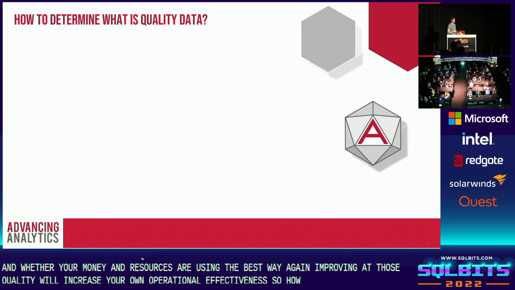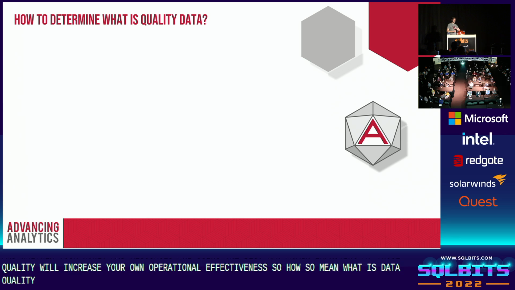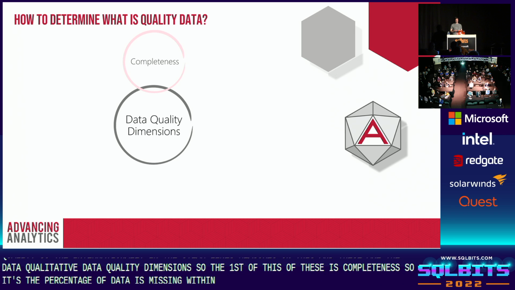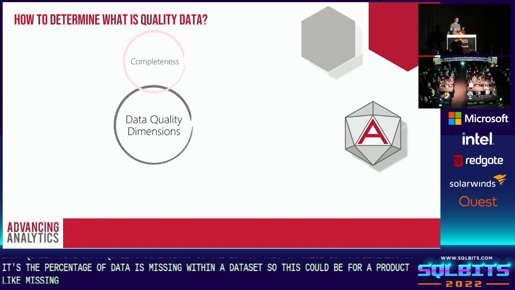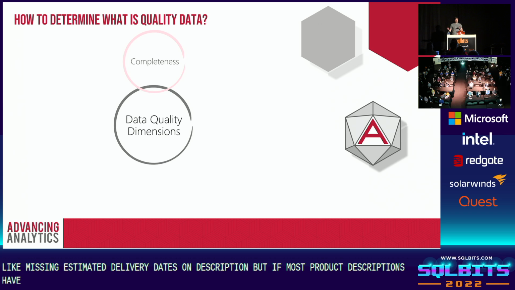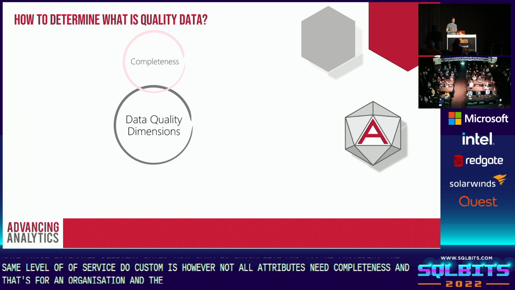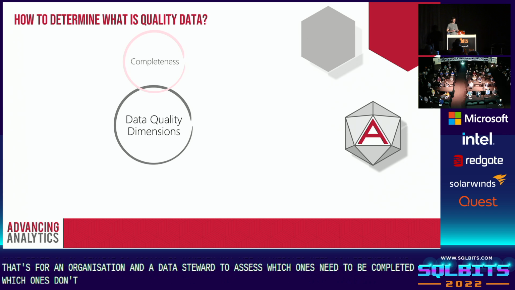So how do we determine what is data quality? There are some internationally industry-aligned measures on this, and these are the data quality dimensions. The first of these is completeness. It's the percentage of data that is missing within a data set. So this could be for a product, missing estimated delivery dates on a product description. If most product descriptions have those estimated delivery dates, that data is incomplete, and you're not providing the same level of service to your customers. However, not all attributes need completeness, and that's for an organization and a data steward to assess which ones need to be complete and which ones don't need to be complete.